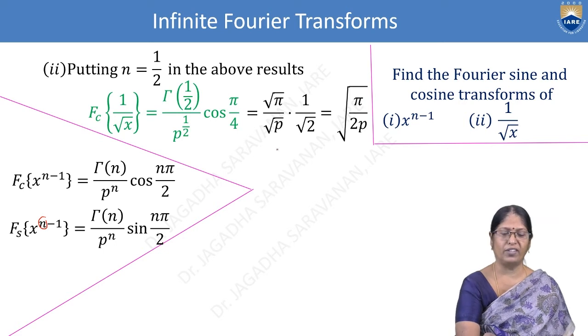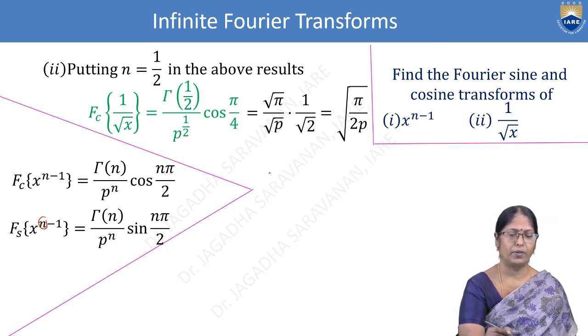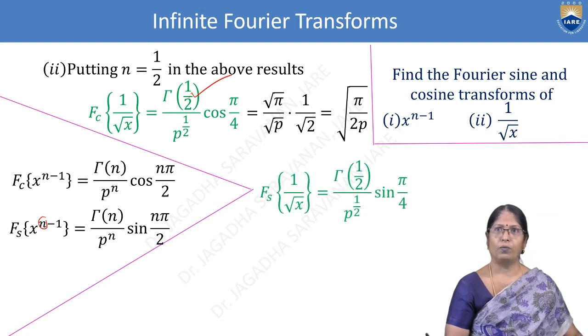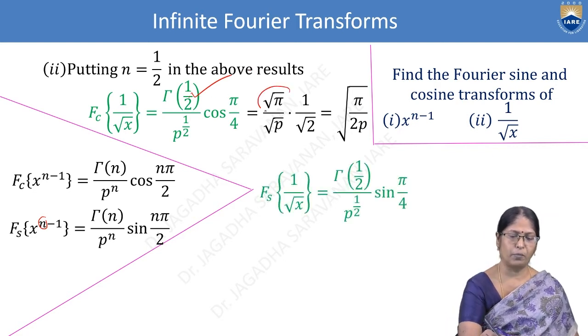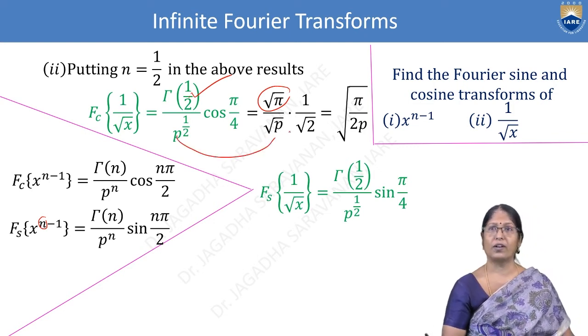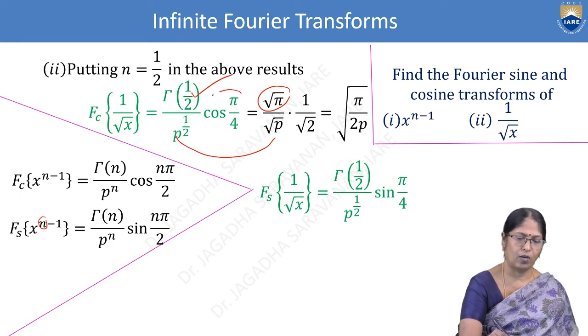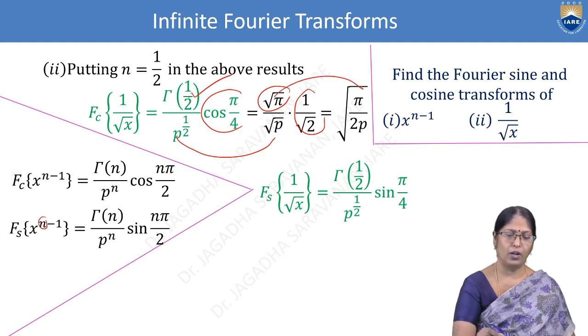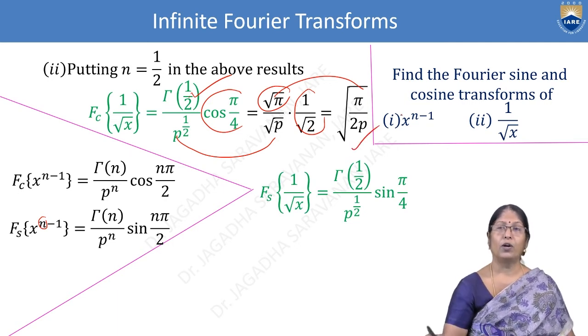So before that we can see this simplification. Gamma of 1 by 2 is nothing but root 2 pi. P power 1 by 2 is written as root p. Cos 45 we know is 1 by root 2. The root 2 pi is written as it is. Root 2p into root 2 gives root 2p. Put together, we write it as root of pi by 2p.